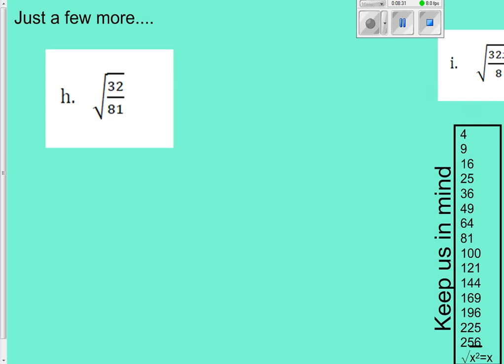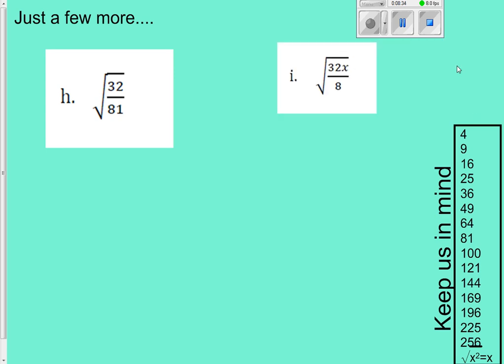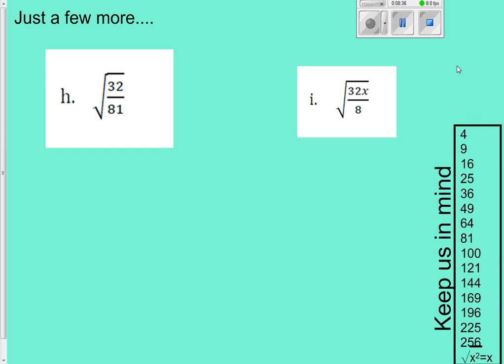Square root of 32 over 81. How does that change if I throw an x in there? Okay, for square root of 32 over square root of 81, first off, split it apart, top and bottom. Square root of 81 should jump out at you, that is 9.